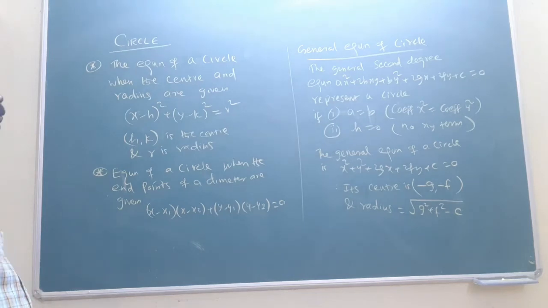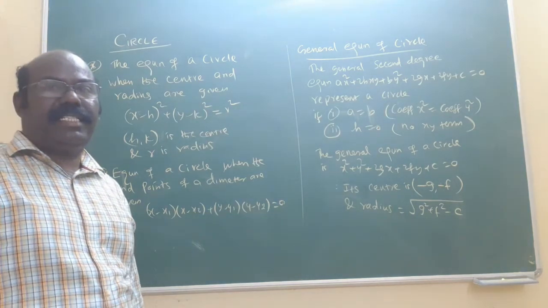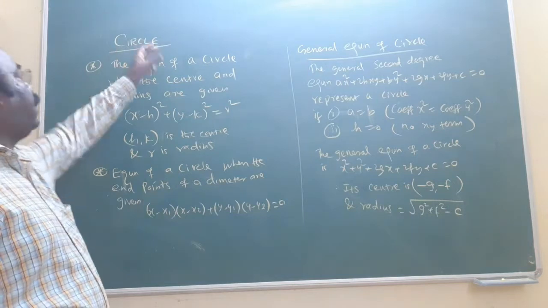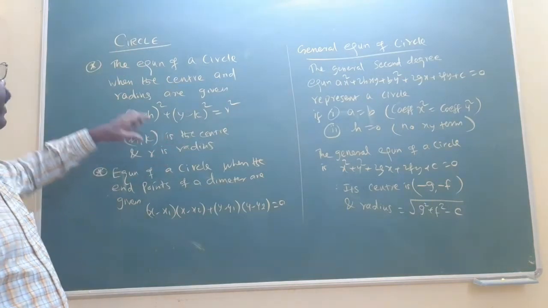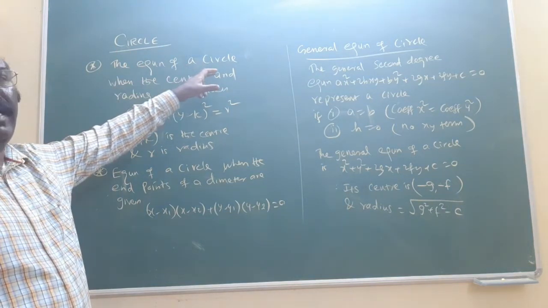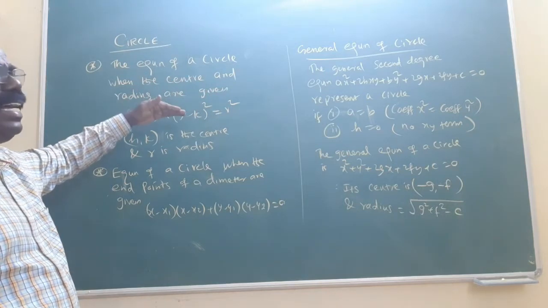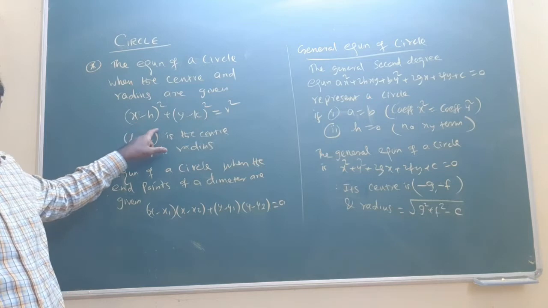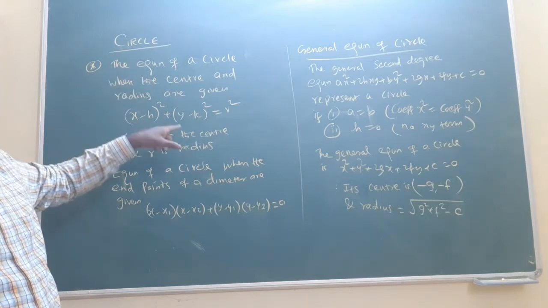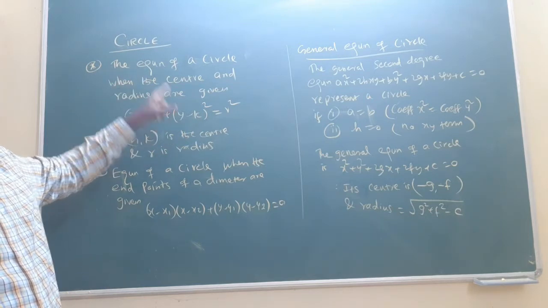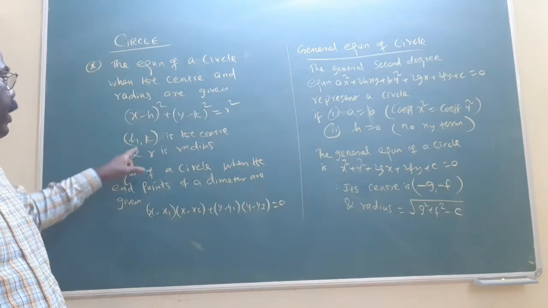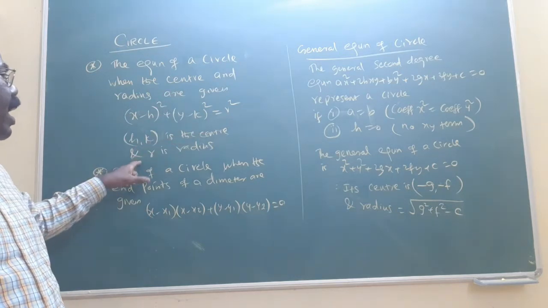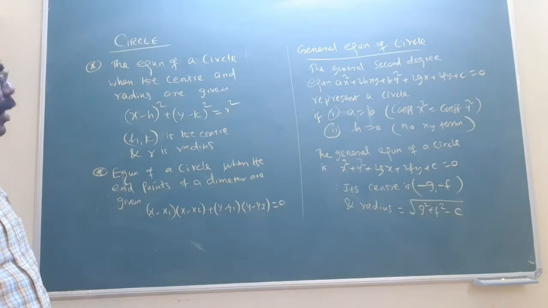Now listen here. Next exercise concept, the circle. First one is the equation of a circle when the center and the radius are given. What is the formula? (x − h)² + (y − k)² = r². (h, k) is the center and r is the radius.